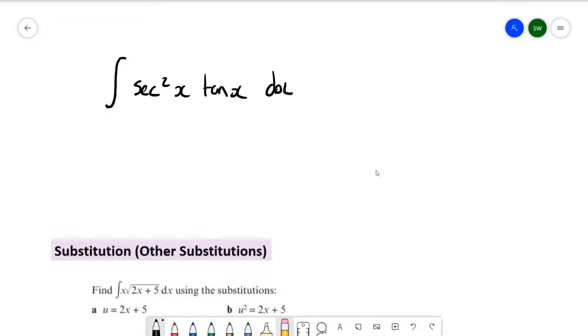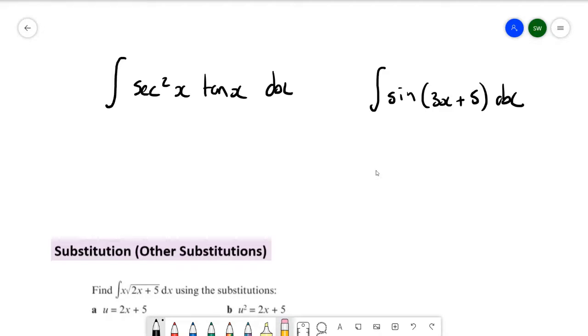So far you've seen substitutions where the substitution is a linear substitution. So for example, that helps us integrate something like sine of 3x plus 5. And we've also seen a substitution where the derivative of the substitution cancels to make it simple.